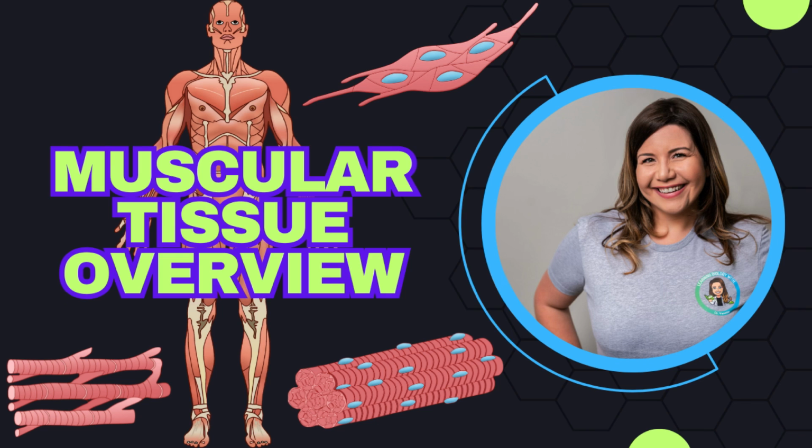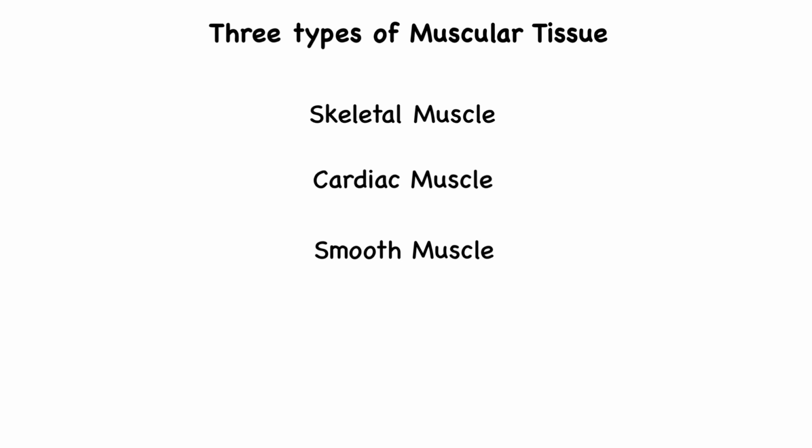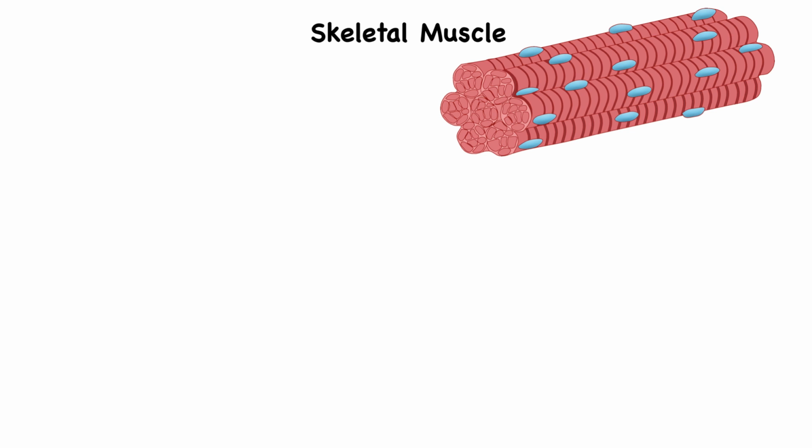Let's start by looking at the three different types of muscle tissue and what makes each one of them unique. The three types of muscle include skeletal muscle, cardiac muscle, and smooth muscle. The main focus of this video will be skeletal muscle. However, on the next slides, we'll take a closer look at all three muscle types, where they're found, and what they look like. Let's start by first discussing skeletal muscle.